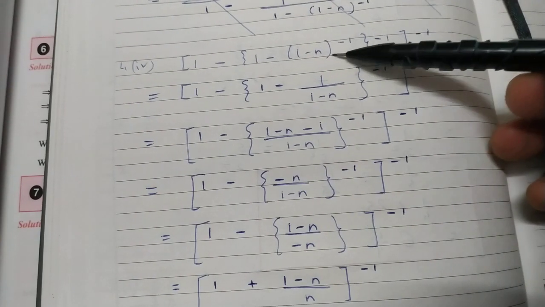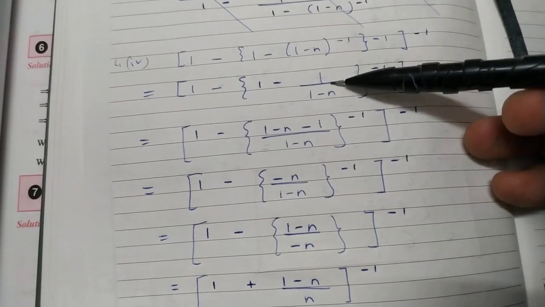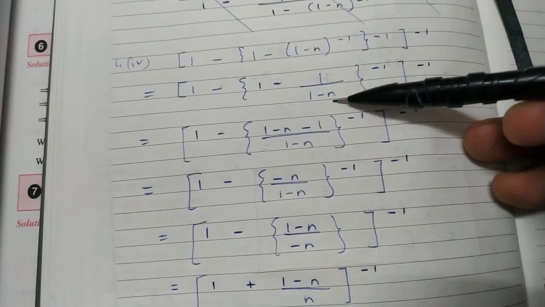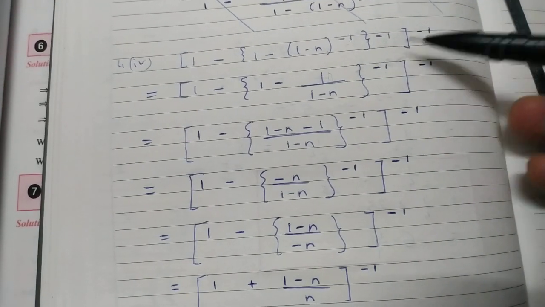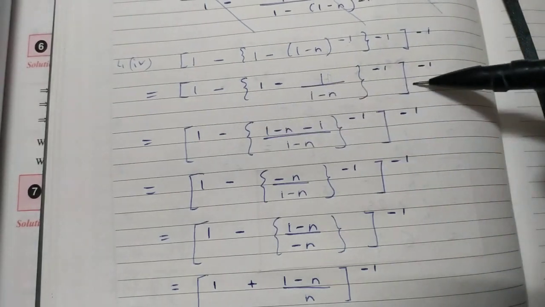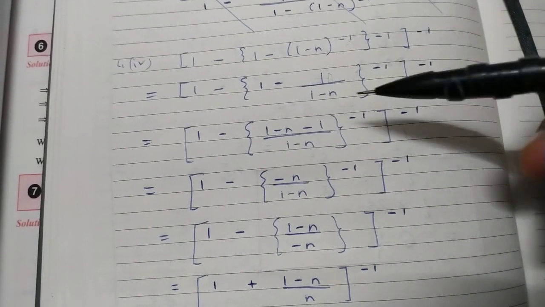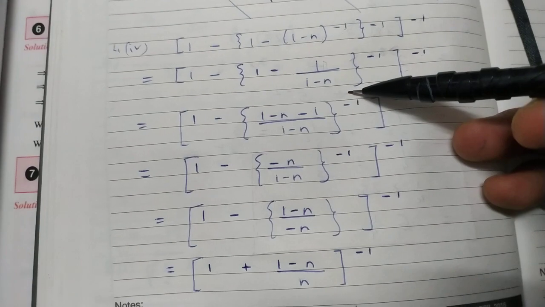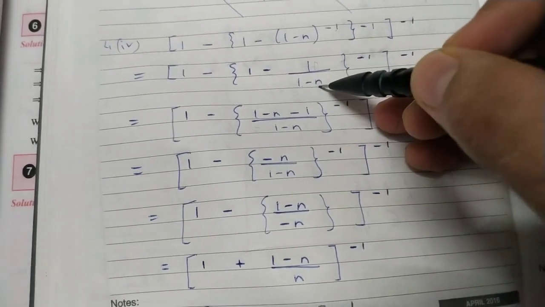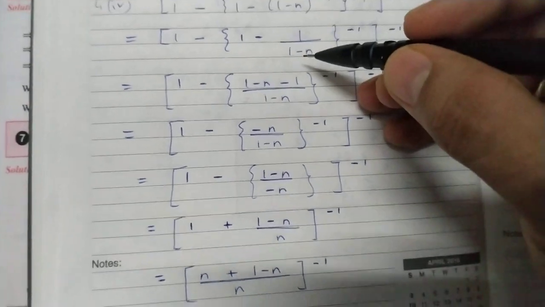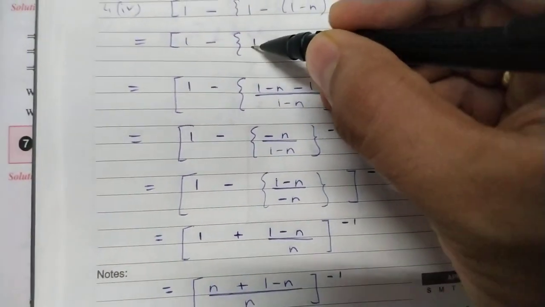It is raised to minus 1, which means we'll take the reciprocal of this fraction. So that minus 1 disappears. The rest of the powers copy as it is. Next, let's solve the curly brackets first, the innermost bracket. LCM. So if there is 1 minus n here, I want the denominators to be the same.